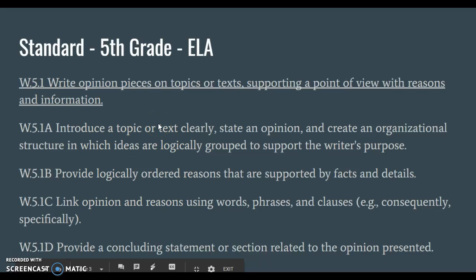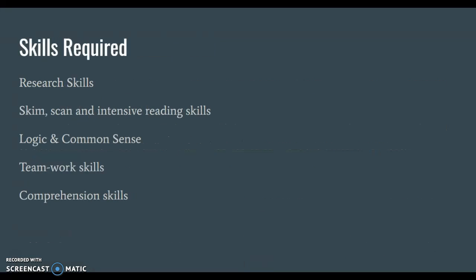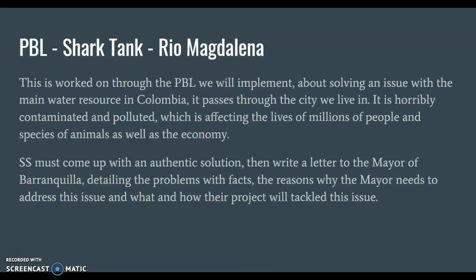The reason why I chose this standard and not the others was because of the project-based learning. In order to understand more about the reason why, I'll explain briefly the PBL. The PBL is Shark Tank. The idea is that the students will create a product or an idea that will help solve an environmental issue with the River Magdalena.